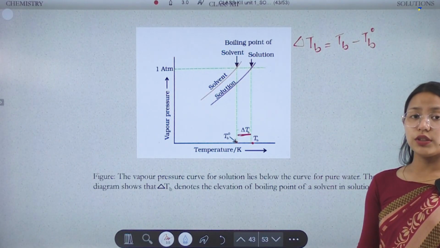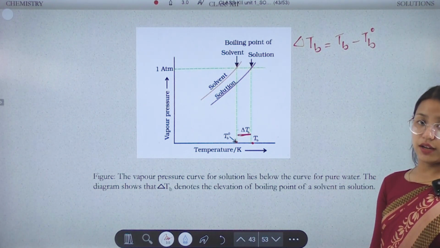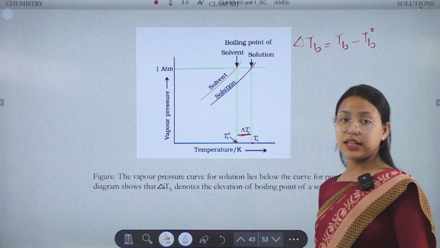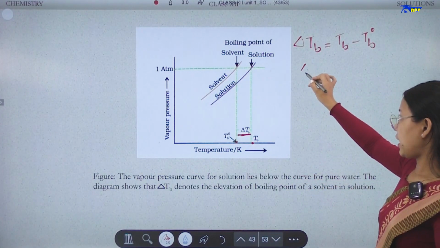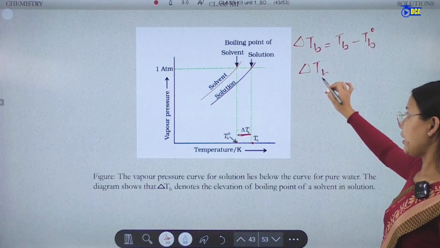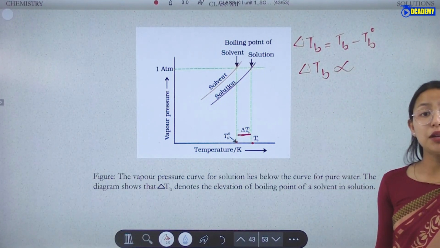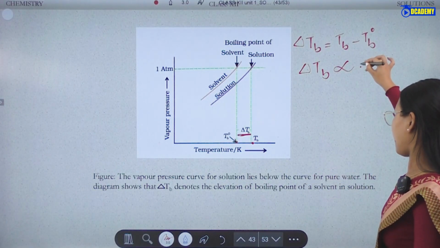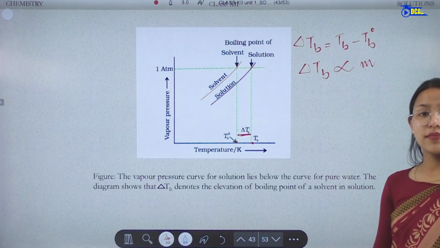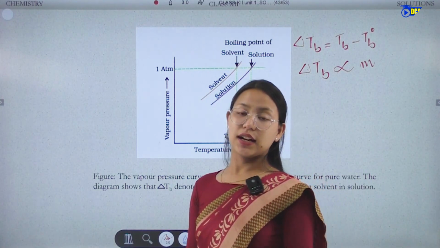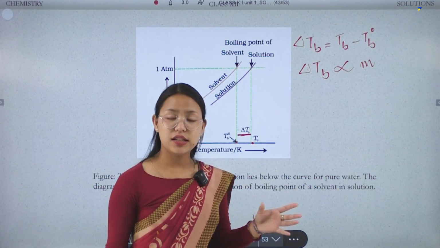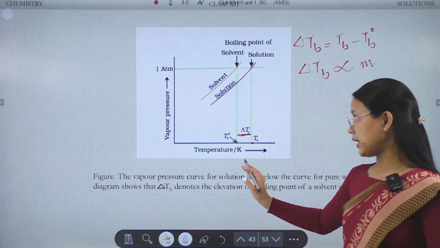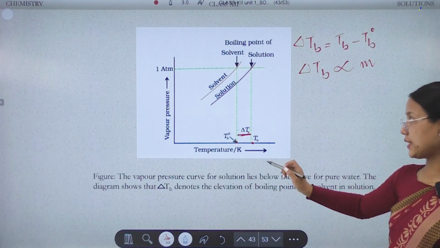According to Raoult's law, the elevation of the boiling point is directly proportional to the molar concentration. So small m is directly proportional to delta TB. Now here, let's see what this graph shows.